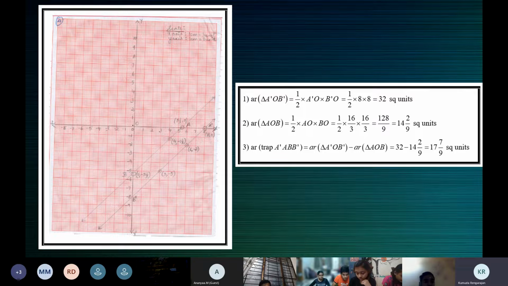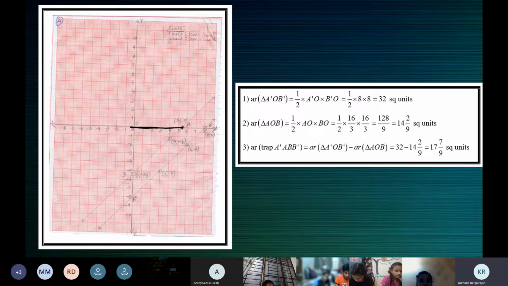And for the small triangle, see the small triangle. I think I mentioned it incorrectly, because they don't cut exactly at this point. So see here. From here to here is AO.